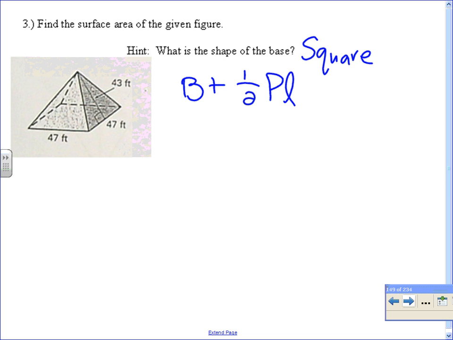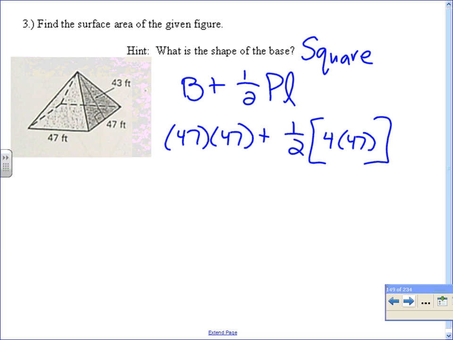So B, we need to find the area of the base. Jeremy, how do we find the area of the base on this one? Good. So it's a square, so 47 times 47 plus 1/2. How do we find the perimeter of this base? Good. 4 times 47. What is the slant height, Mary, on this one? Good. This is another one that is pretty easy because we already have the slant height. Go ahead and calculate each side if you haven't already. And when you get an answer, put your hand up.